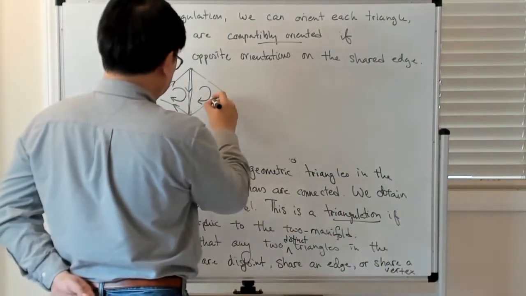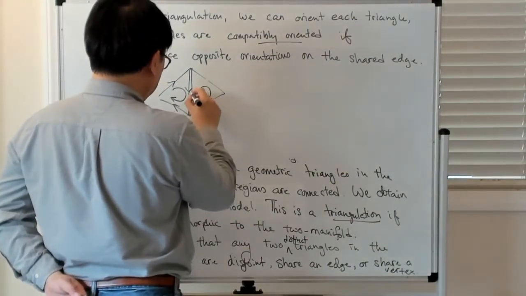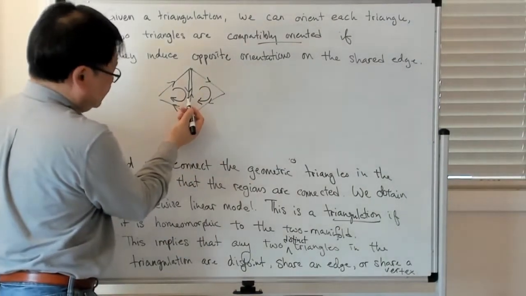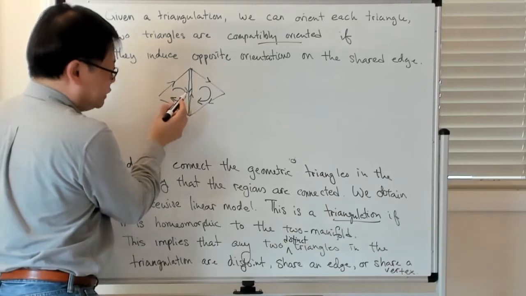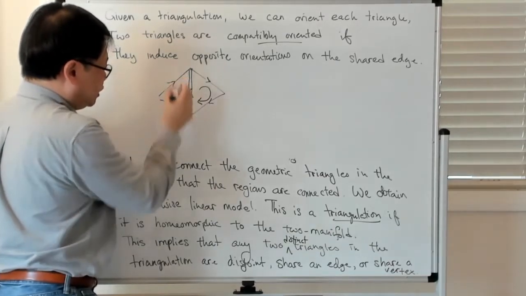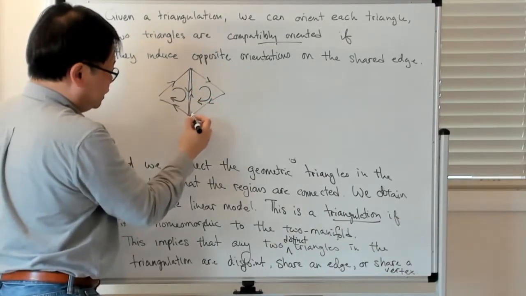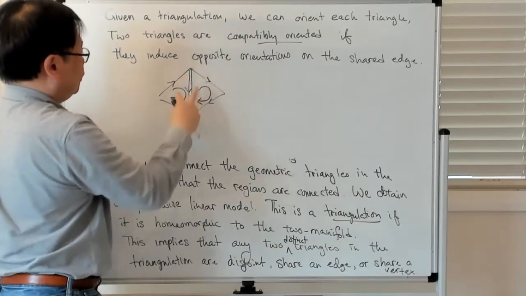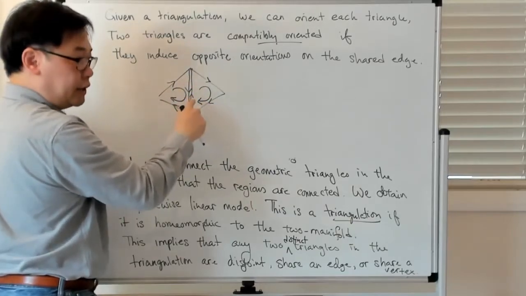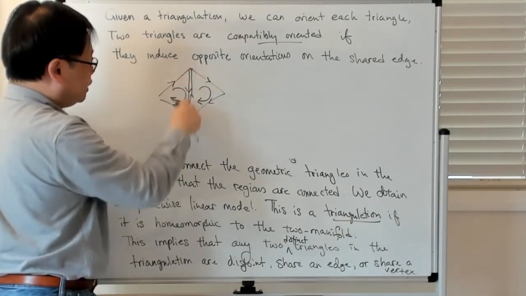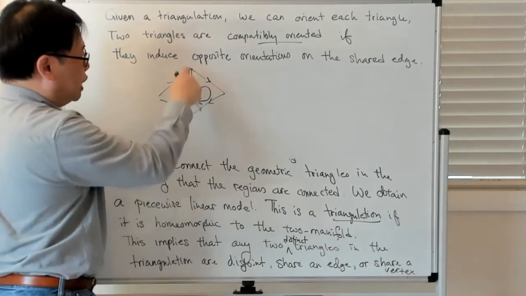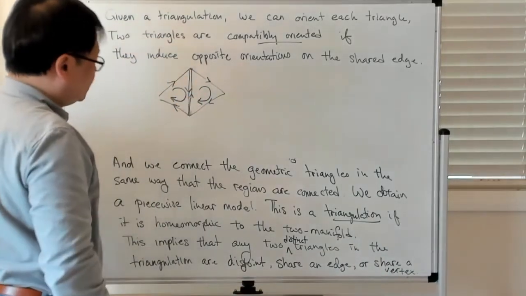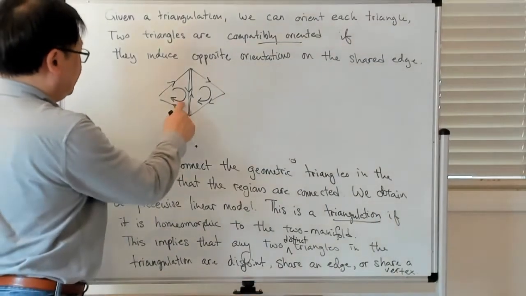And the same thing happens here. It goes this way, it goes that way, and it goes this way. So if you look at this edge from the left side, the orientation induced on that edge is going down, and from the right side, it's going up. So this is what I mean: if you have two triangles which are compatibly oriented, then the orientations they induce on their shared edge are opposite to each other. Okay, so this is the idea of compatible orientation.